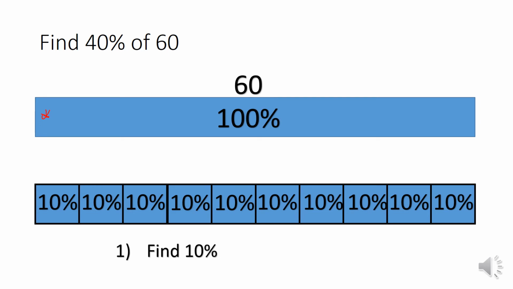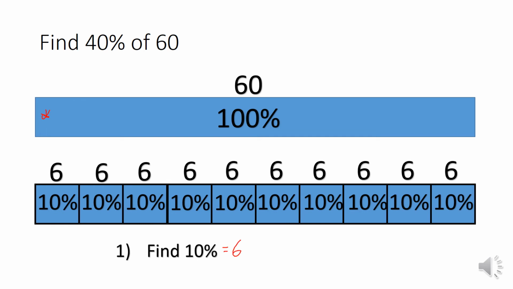So we work out the 10%, so divide 60 by 10, and we work out that each of these 10% is 6. So we know 10% equals 6, and we've done that because we've done 60 divided by 10 equals 6. So that is step 1. So now we know that 10% equals 6. How would we work out 40%?